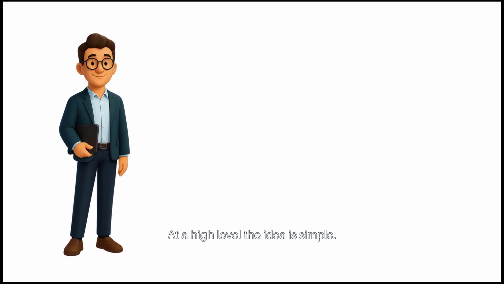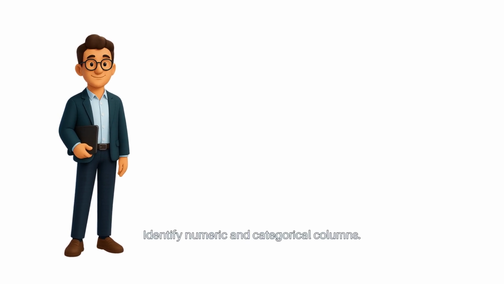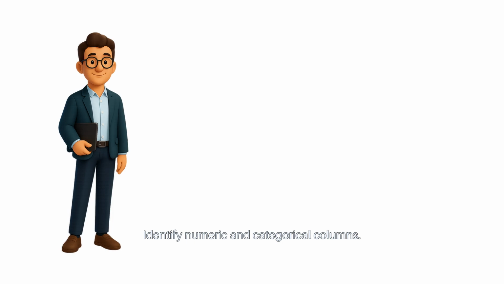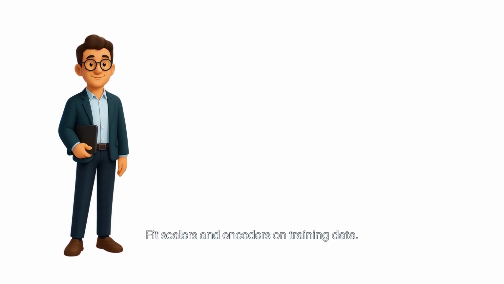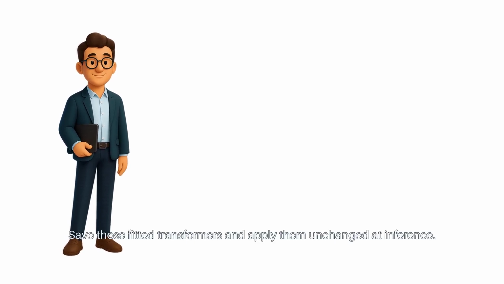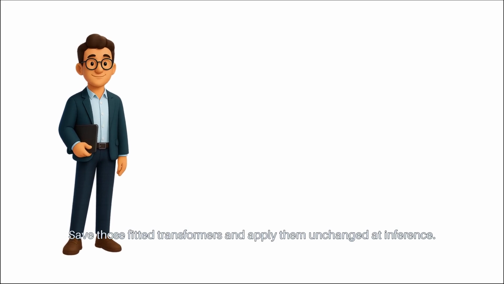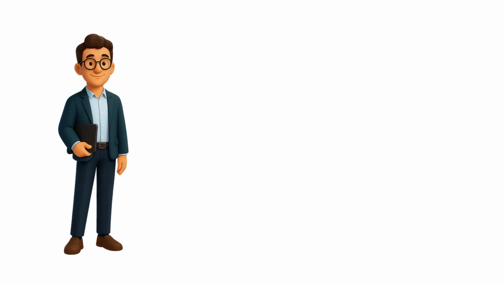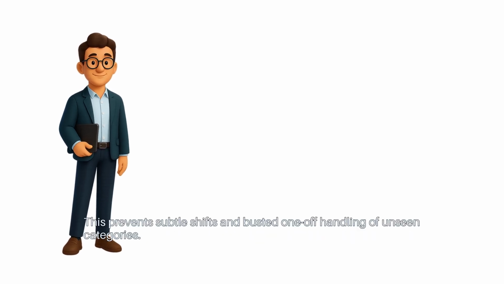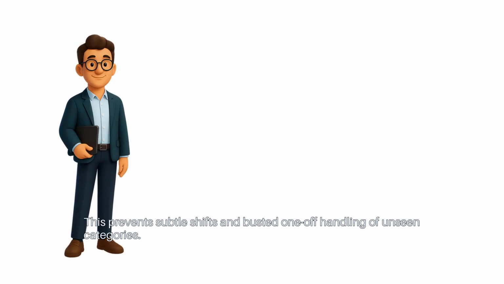At a high level, the idea is simple. Identify numeric and categorical columns. Fit scalers and encoders on training data. Save those fitted transformers and apply them unchanged at inference. This prevents subtle shifts and busted one-off handling of unseen categories.